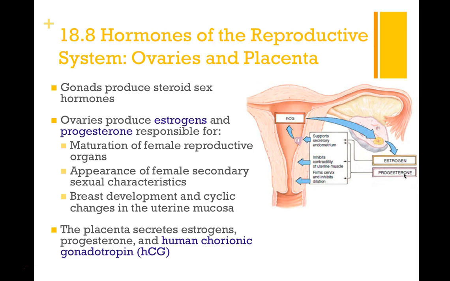When the placenta is present in a pregnant woman, this new organ that our body has created will secrete its own estrogens, progesterone, and a new hormone called the human chorionic gonadotrophin. It does take 3 months for the placenta to fully develop and secrete HCG.